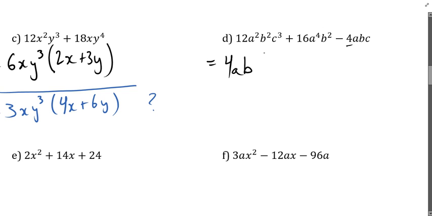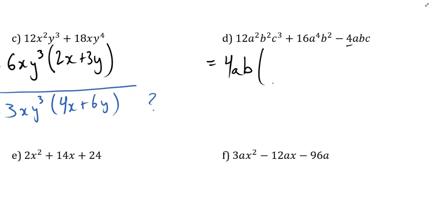I bet a lot of people had a c written in there as well. But there's no c in the middle term. So you can't factor out a c because it's not in everything. So 4ab is your GCF. Is that okay? So you got to look for that. That's an easy mistake to make.